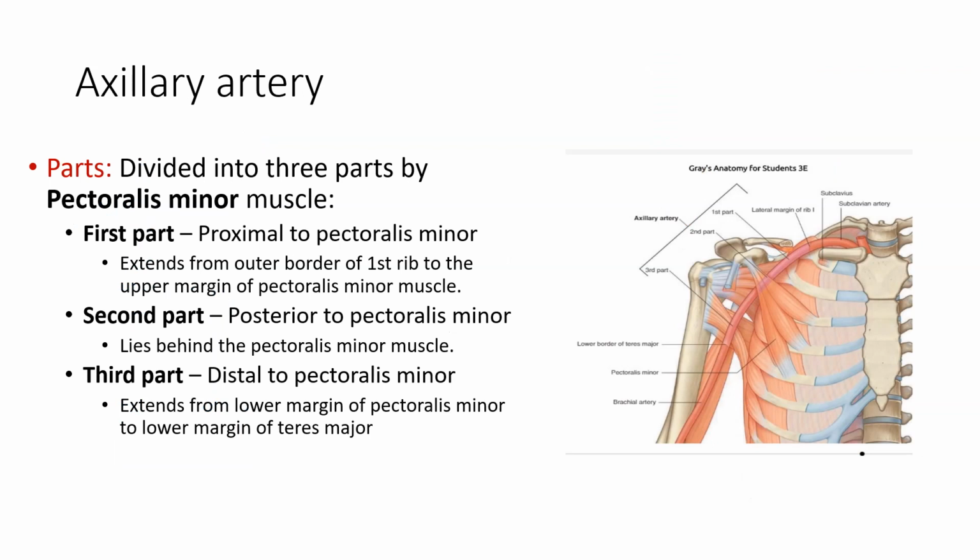The axillary artery is divided into three parts by the pectoralis minor muscle: the first part, the second part and the third part. The first part is proximal to pectoralis minor and extends from the outer border of the first rib to the upper margin of pectoralis minor. The second part lies behind the pectoralis minor. The third part is distal to the pectoralis minor and extends from the lower margin of pectoralis minor to the lower margin of teres major muscle. So now you know the extent of the axillary artery and its division into three parts.